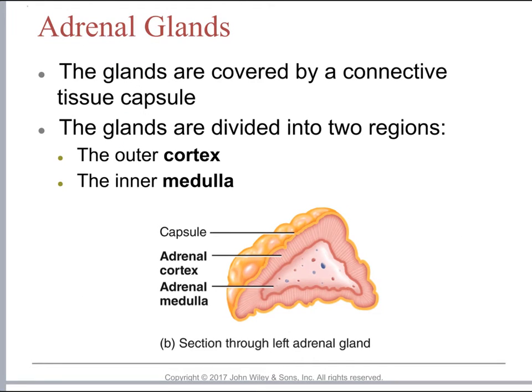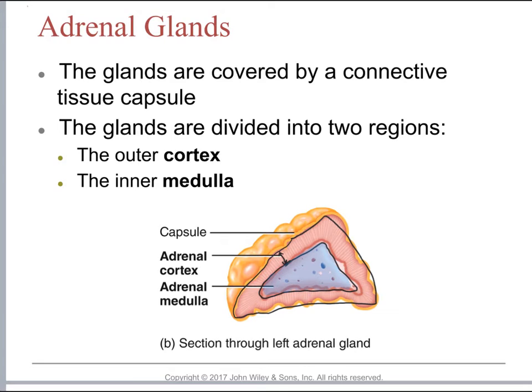Now, the glands are covered by a connective tissue capsule and are divided into two regions. The first region is the cortex, and the cortex is this outermost region from here to here. That brings us to the second region, which is the medulla. And we're going to shade in the medulla for you in blue, and it is this innermost region.